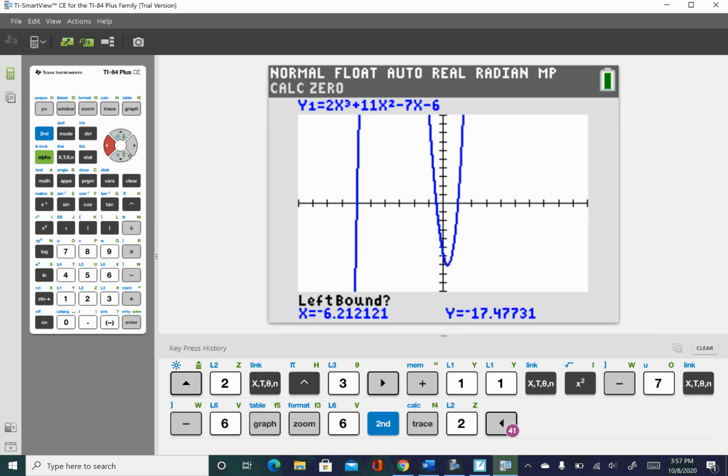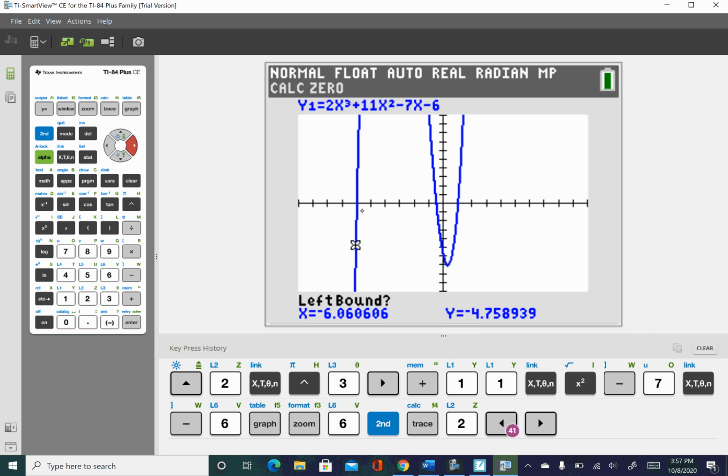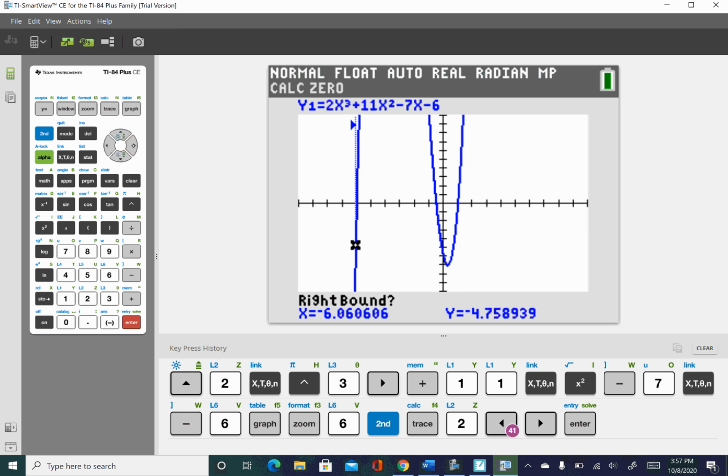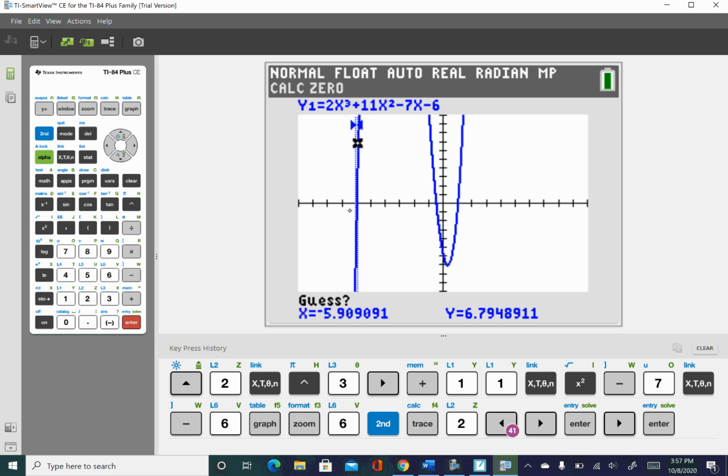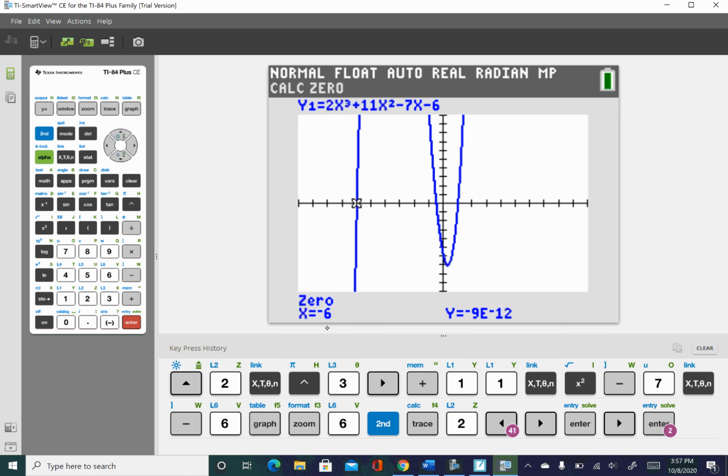I'm using my left arrow key. Now notice, left bound in relationship to this point, this zero over here far left, would be below the x-axis, so I hit enter. Now it's asking for right bound, so I get my cursor above the x-axis and hit enter. I usually like to get close to my point, but this problem isn't going to let me get close, so I just hit enter. So I can see I have a zero at -6, so that's one that I'm going to write in our notes in just a second. You notice over here it says -9 e to the -12. That means you have -9 with 12 zeros in front of it, so that's 0, okay?